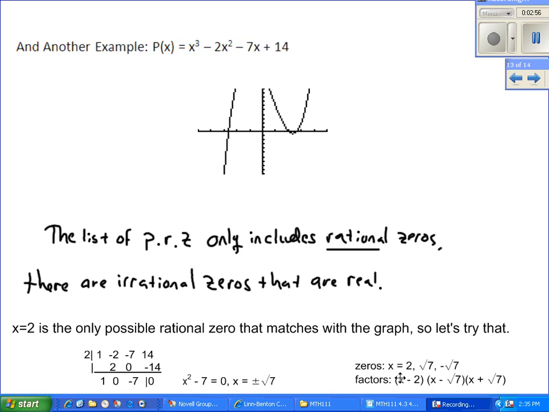Okay, so we've got 3 of them then. x equals 2, the positive square root of 7, the negative square root of 7, and we've got our 3 factors. And if we were to FOIL this back together, this would match the original polynomial, the x cubed subtract 2x squared, etc.